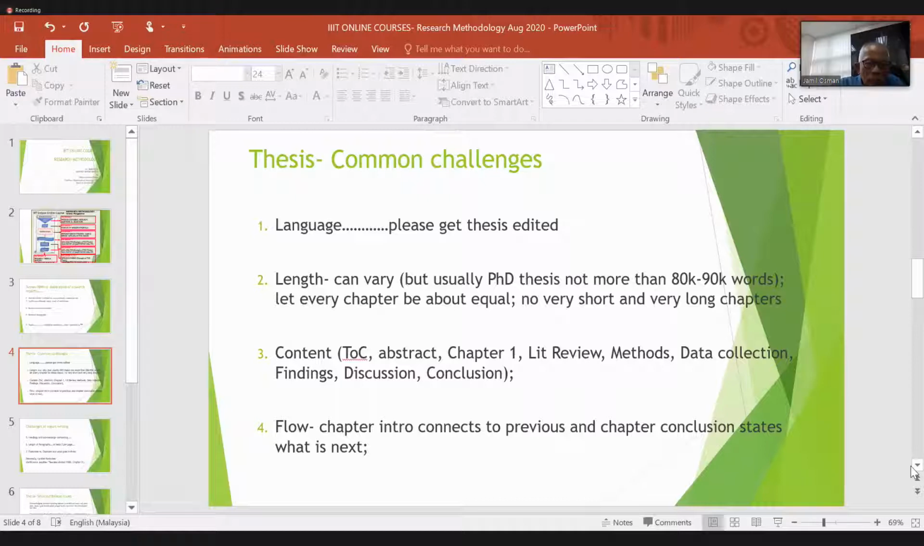Every chapter should be about equal length. You shouldn't have one chapter that is 10 pages and then another chapter which is 70 pages, right? You should try to divide your chapters in such a way that they are about equal. Now, how many chapters? Again, there is no fixed rule. I think it depends on what it is you want to do.